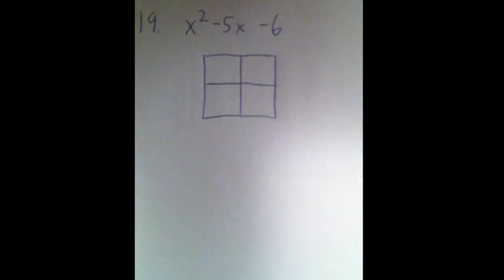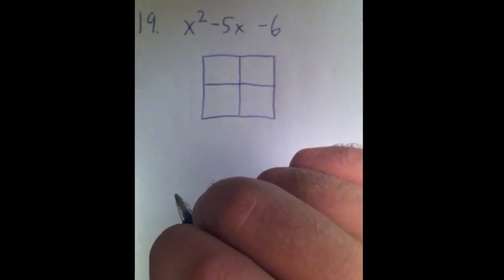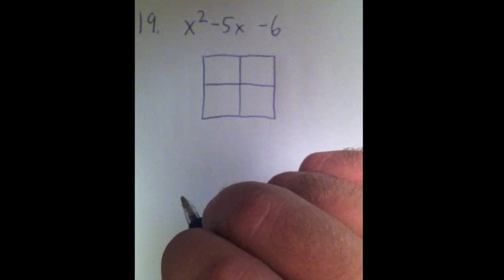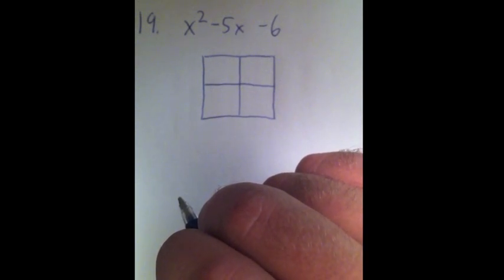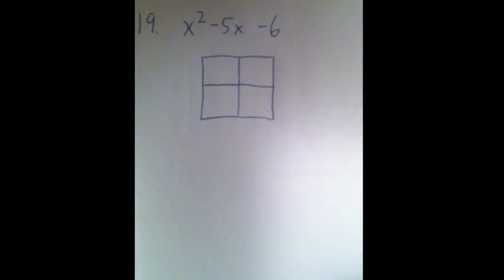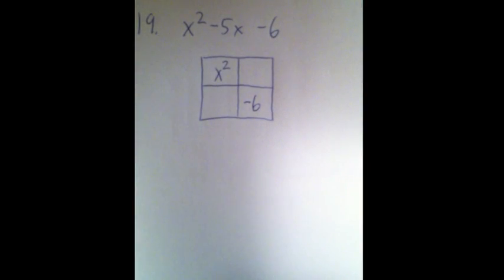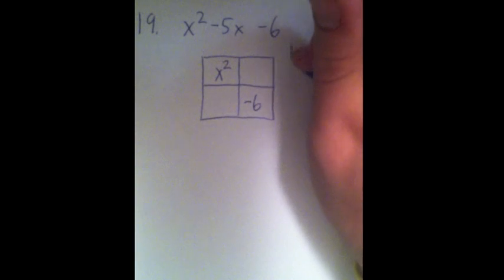Okay, so question number 19. X squared minus 5x minus 6. Let's turn it into a box form and label the coefficients as a, b, and c. We know a is going to be 1, b is going to be negative 5, and c is going to be negative 6. So we've done enough of these where we probably don't even need to do that. So let's just plug in x squared to the first box and negative 6 to the last box.